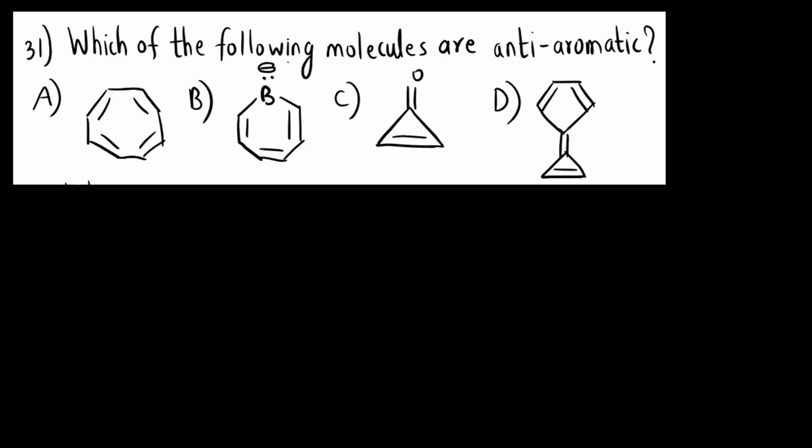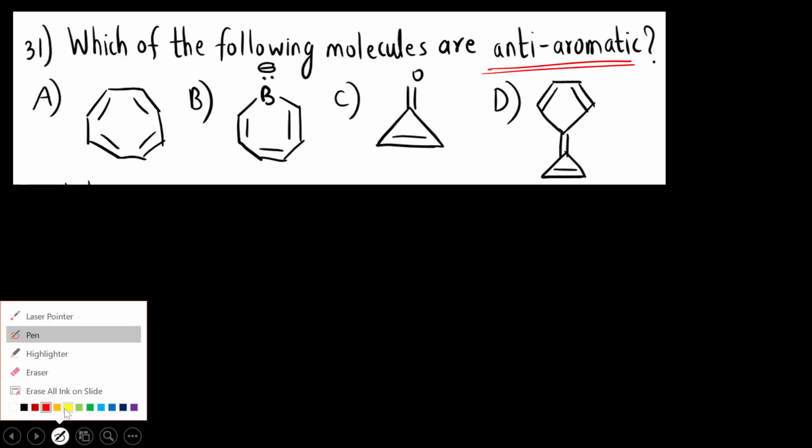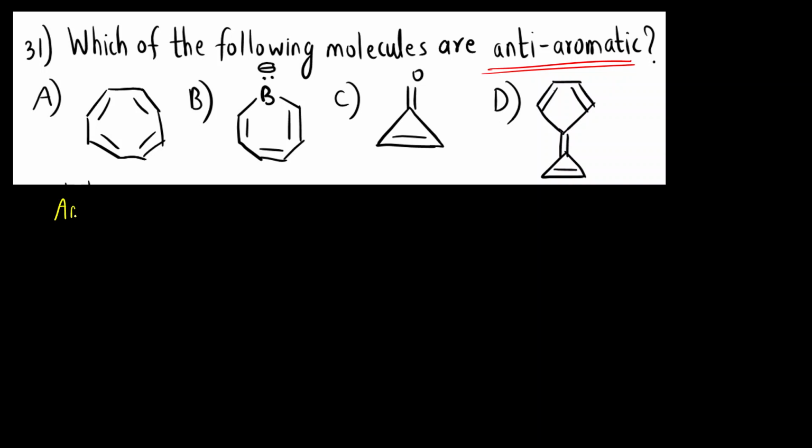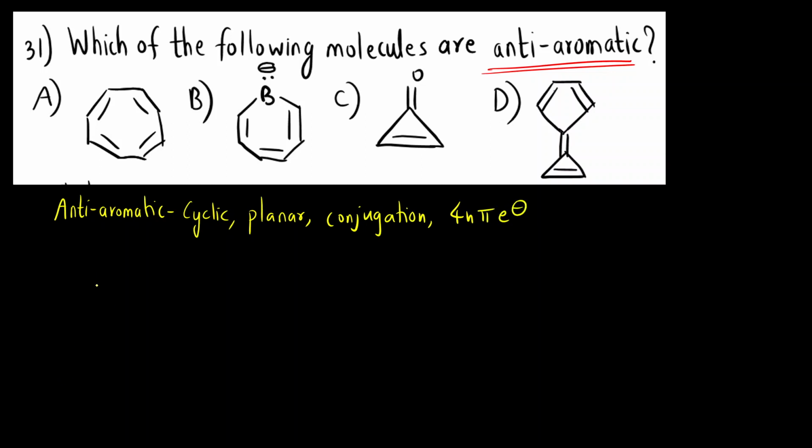The first question: which of the following molecules are anti-aromatic? Let us first see what the conditions are for a molecule to be anti-aromatic. It should be cyclic, it should be planar, it should have conjugation, and it should have 4n pi electrons. Now let us see all the options.